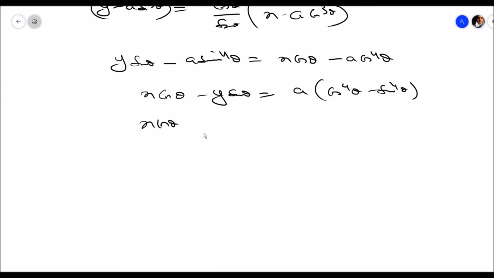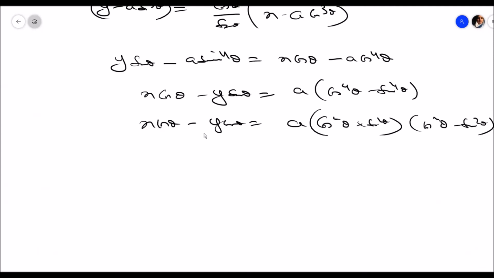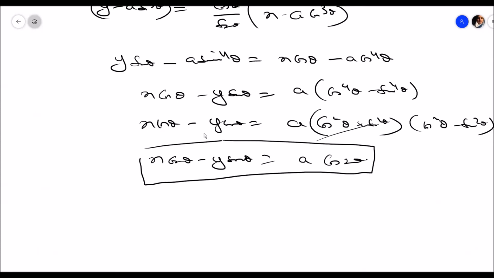So x cos theta minus y sine theta is equal to a into cos square theta plus sine square theta into cos square theta minus sine square theta. Okay, that's one again, which is nothing but x cos theta minus y sine theta is equal to a into cos square theta minus sine square theta, which is nothing but cos 2 theta. Okay, this is your equation of the normal.